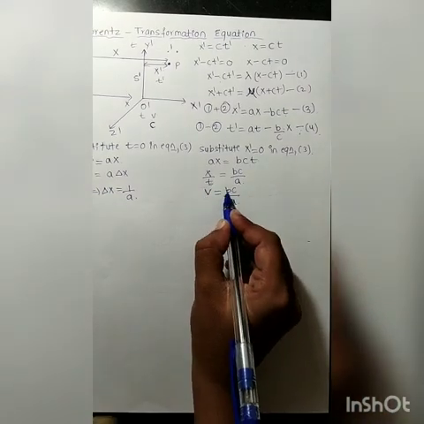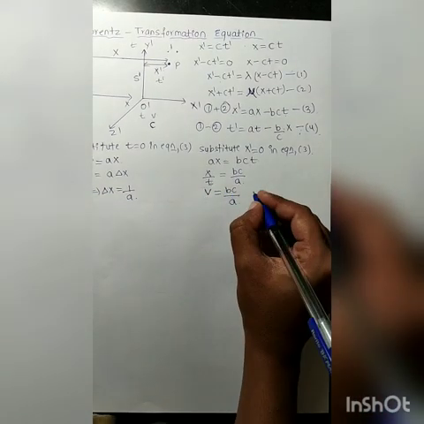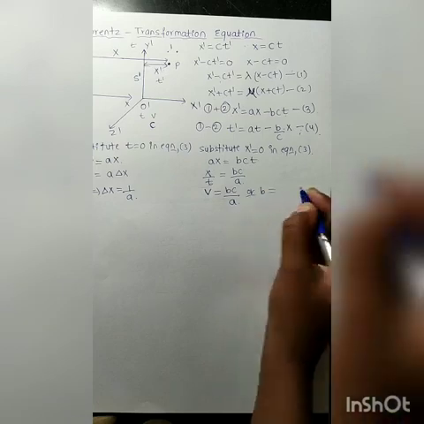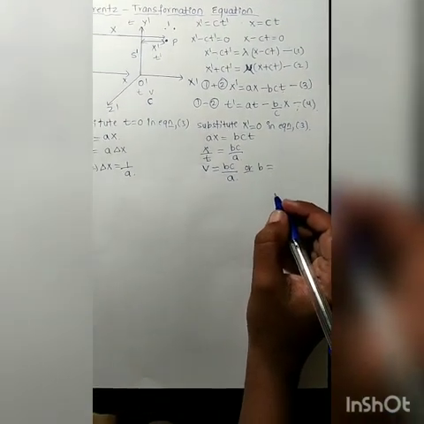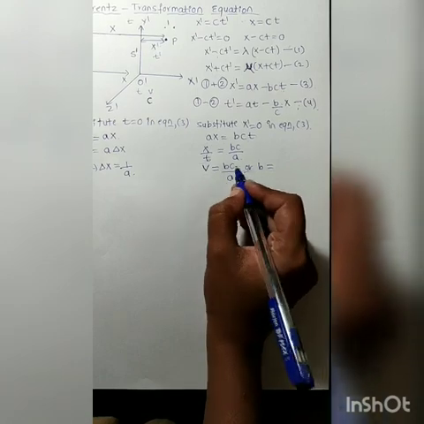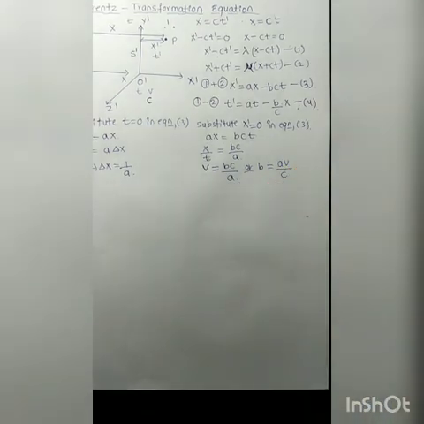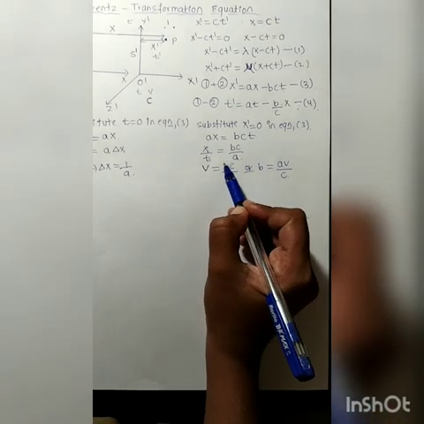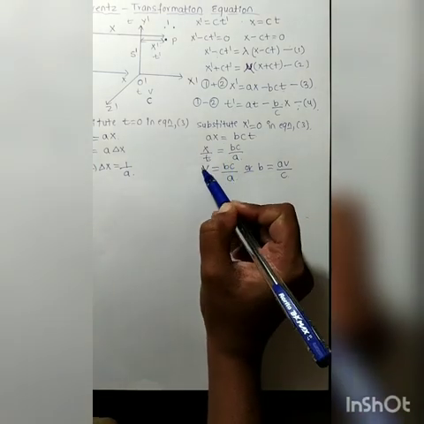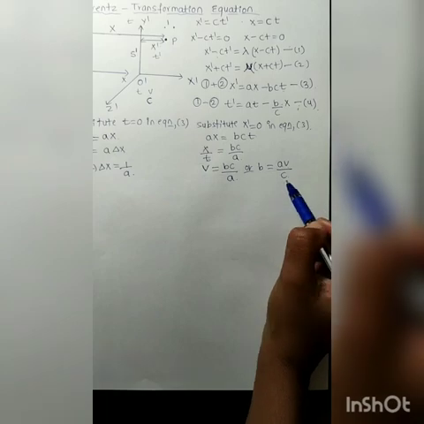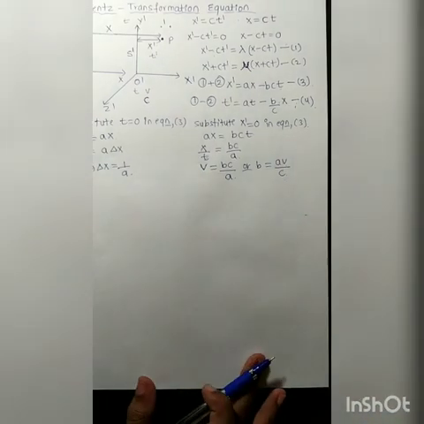So if v is equal to bc by a, what would b be? We transfer all the terms, so b is equal to a into v divided by c. So b keep here, and c by a transfer to this side, so we will get ab divided by c, isn't it?